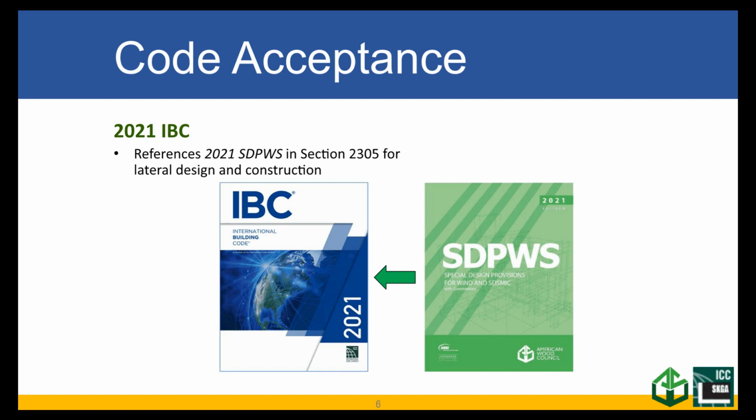So where is the Wind and Seismic Standard referenced in the 2021 IBC? That's in section 2305, the wood chapter of the building code, for lateral design and construction. So as a referenced standard, the code gives the standard enforceability.